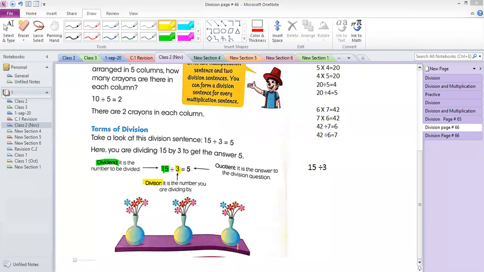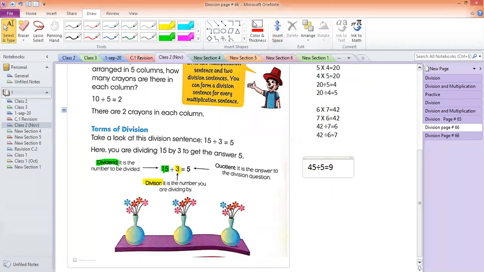Okay. Now I'm going to write a division sentence and you are going to reply to me. This is now 15 by 3. I'm going to make it 45 by 5. 45 divided by 5 equals what? Check the table of 5. 5 multiplied by 1 is 5, and 5 into 9, I will get 45. All right. So what is the dividend here?